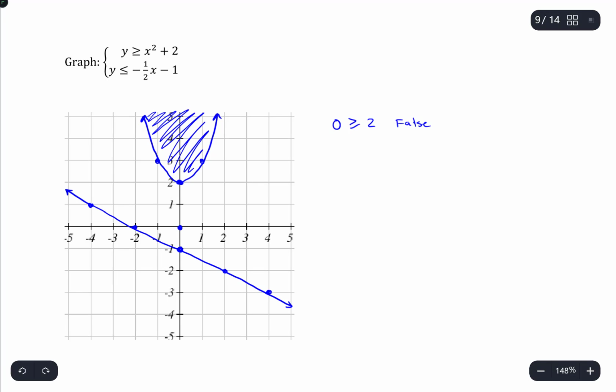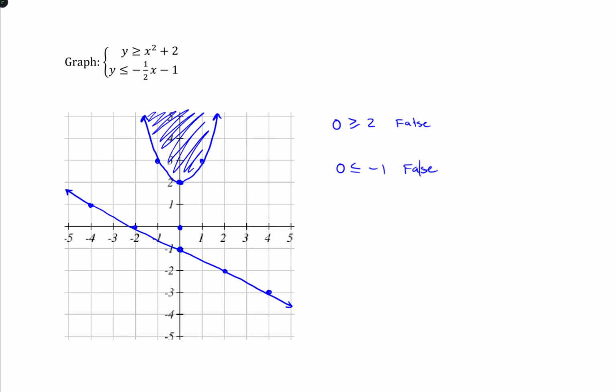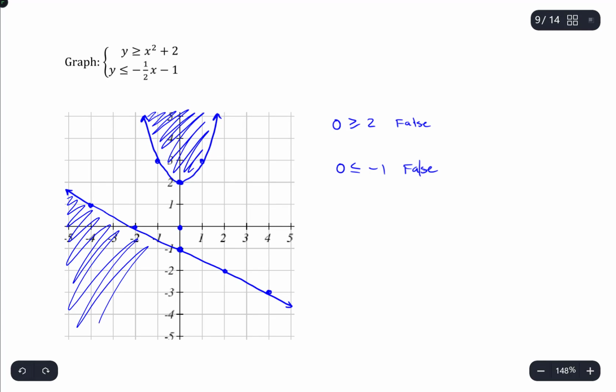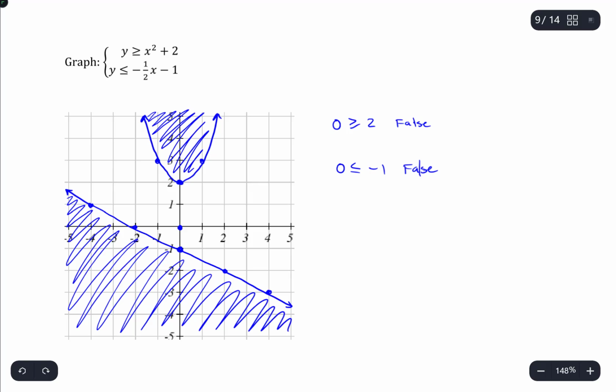So if I plug the origin into this inequality, it would be 0 for the y, less than or equal to negative 1 half times 0, which is 0, minus 1. So 0 is less than negative 1. That also is a false statement, which means I would shade the side of the line that does not contain the origin. So there's no overlap at all. So technically there's no solution to this system, but this is the graph that we would present as our final answer.